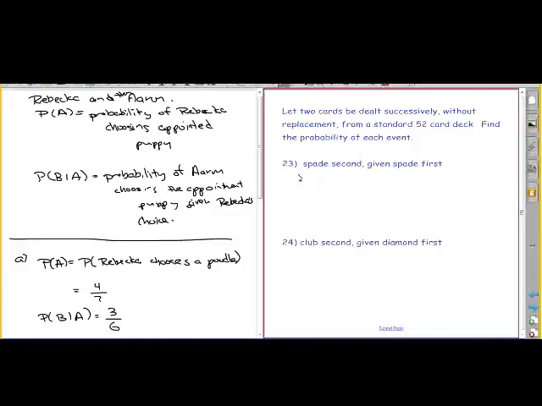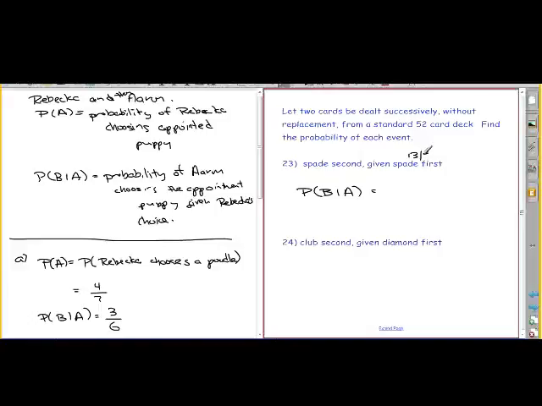You could think of this problem as what's the probability of getting a spade, and then once you get a spade, what's the probability of getting another spade? Or you could just answer the question, what's the probability of getting a spade if you get a spade first? Okay. We'll answer the second question there. So this is conditional probability. We're asking what's the probability of event B happening given that event A has happened.